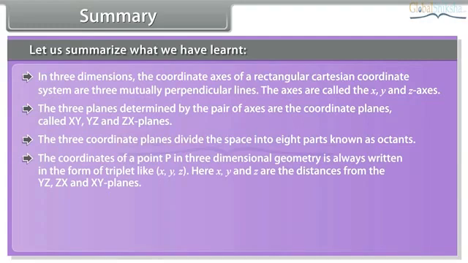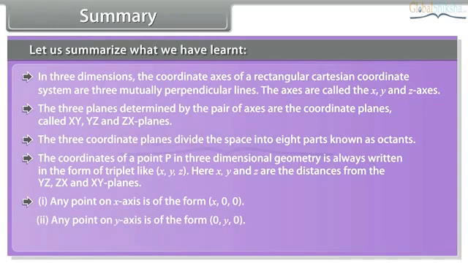The coordinates of a point P in 3-dimensional geometry are always written in the form of a triplet, like (x, y, z). Here, x, y, and z are the distances from the yz, zx, and xy planes. Any point on the x-axis is of the form (x, 0, 0). Any point on the y-axis is of the form (0, y, 0). Any point on the z-axis is of the form (0, 0, z).